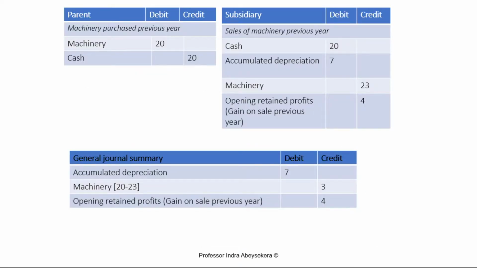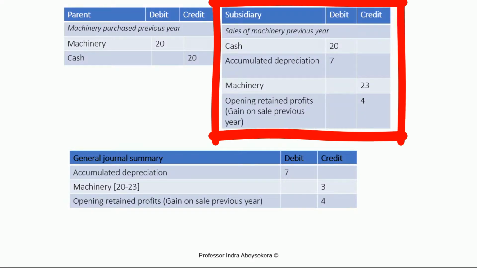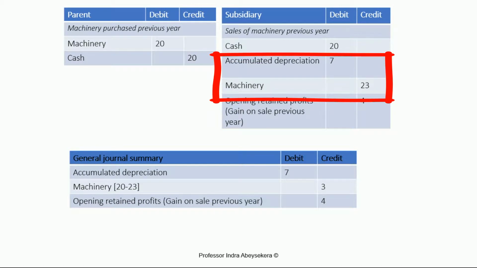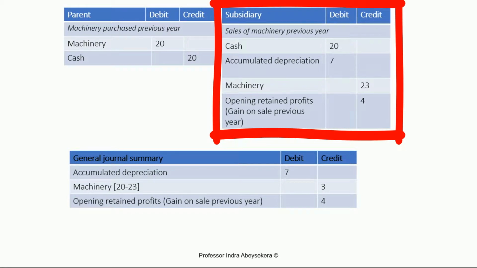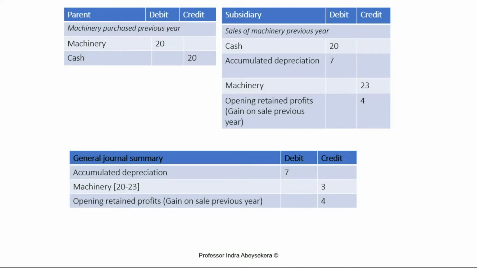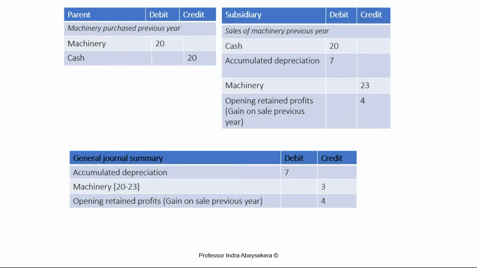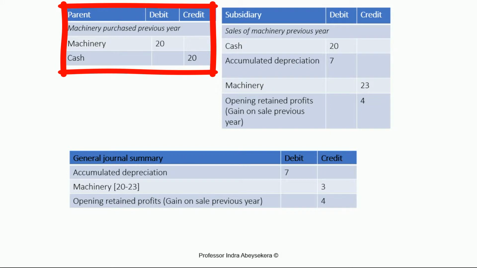If you look at it from the perspective of journal entries recorded by individual entities, the subsidiary prepared the asset for sale by debiting accumulated depreciation and crediting machinery 23, and received cash of 20 million and made a gain of 4 million. But that gain was made in the previous period. Therefore, in the current period, that gain is recorded in the opening retained profits. The parent received this asset and recorded it at 20 million, paying cash of 20 million.